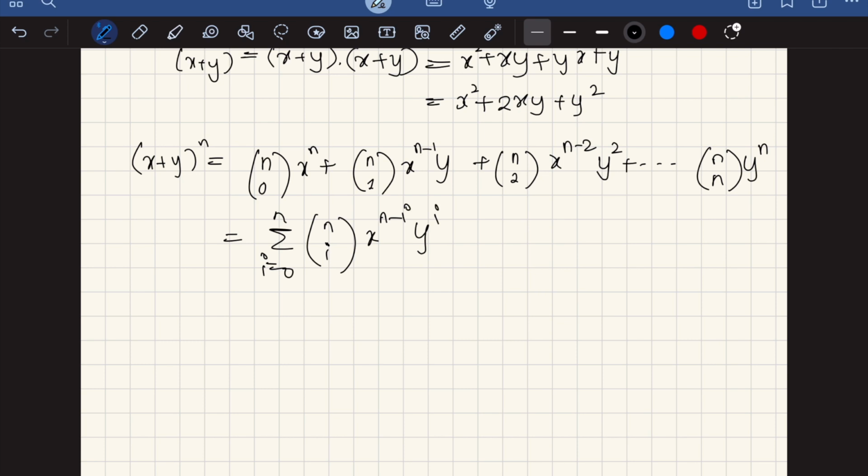Okay, so now what we are asking is, in this expansion I want to find the coefficient of the first term, or let's say the rth term from the beginning. So looking at this, what would be the coefficient of the rth term from the beginning?